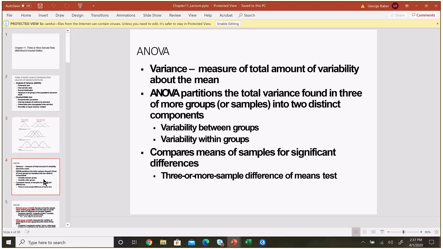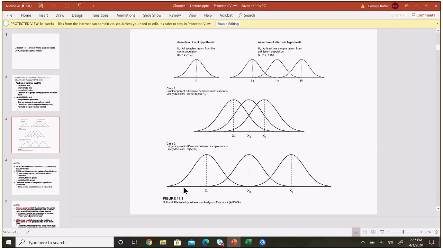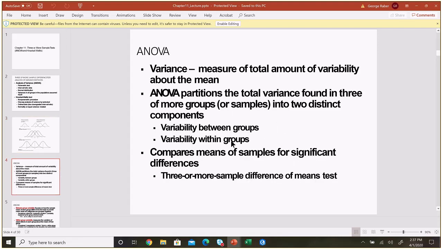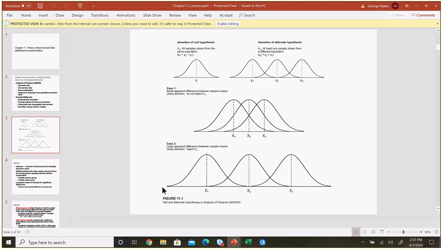This is just a slide from your book. Okay. All right, so that's the variation that's being considered. So ANOVA kind of divides it up into those two different groups that I just talked about. The variation between groups, in other words, the overall variance, and the variation within the groups. See the variation within the groups? This is variation within the group. This is variation within the group. This is variation within the group.